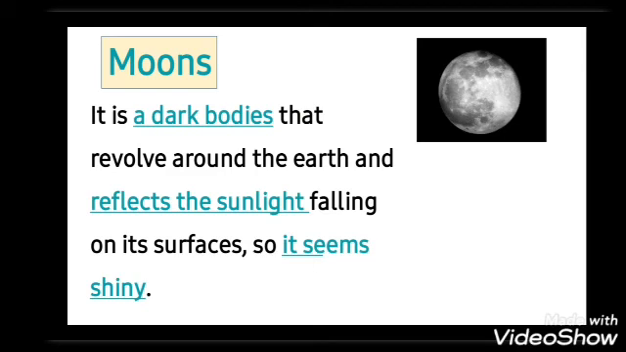It's very important when I ask you to give a reason. The moon is a dark body, but it appears shiny because the moon reflects the sunlight falling on its surface.